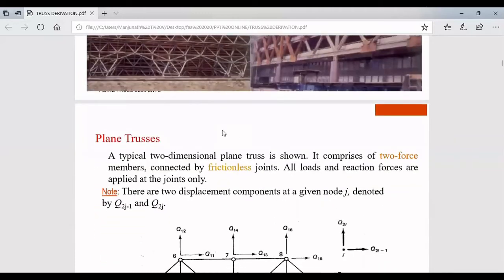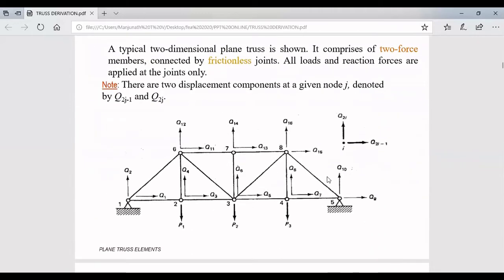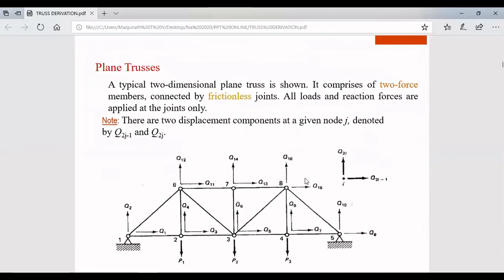Now, plane stress. How do we need to analyze it? The analysis of plane stress. To discuss this, I have taken a typical two-dimensional plane stress problem as shown in the figure, which comprises two force members. At each node there will be 2 degrees of freedom, so it undergoes two nodal displacements, that is Q1 and Q2, due to the two force members.